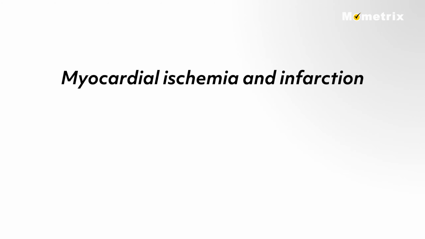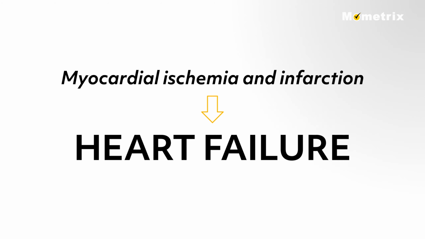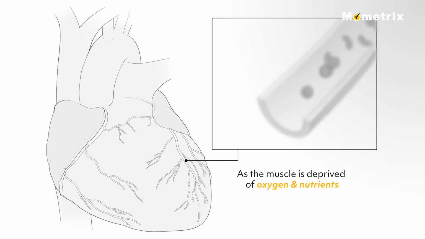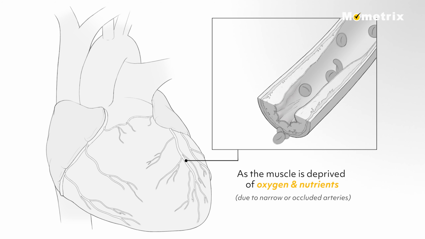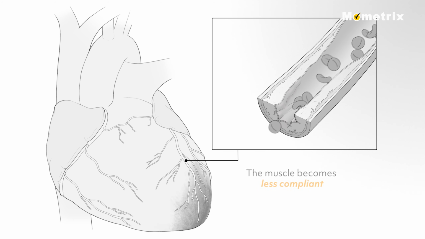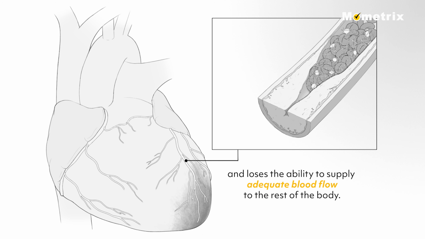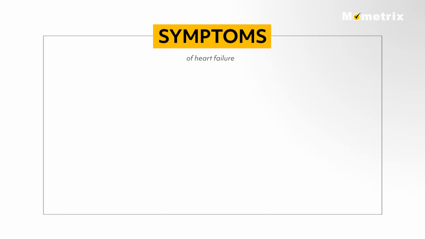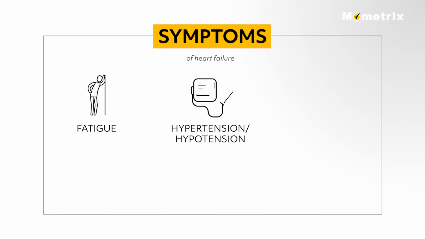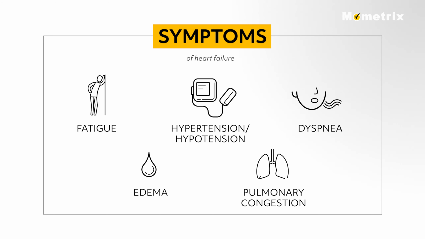Myocardial ischemia and infarction can lead to heart failure. As the muscle is deprived of oxygen and nutrients due to narrowed or occluded arteries, the muscle becomes less compliant and loses the ability to supply adequate blood flow to the rest of the body. Patients with heart failure often present with fatigue, hypertension or hypotension, dyspnea, edema, and pulmonary congestion.